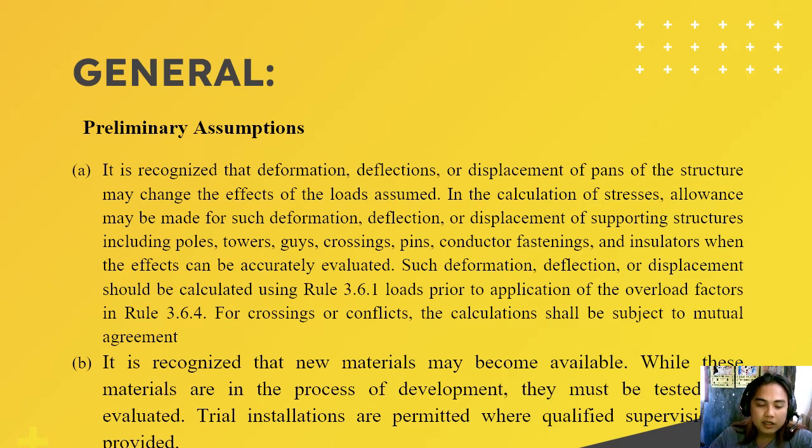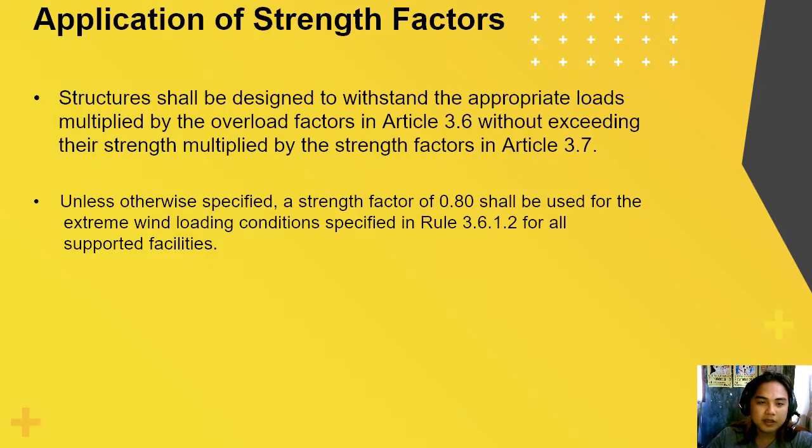Trial installations are permitted where qualified supervision is provided. So we can replace this if we have the authority or the supervision of the person who will permit the installation, so we can provide the replacement. Another one is the application of strength factors. The structure shall be designed to withstand the appropriate loads multiplied by the overload factors in Article 3.6. You can see this in the next slide. Without exceeding their strength multiplied by the strength factors in Article 3.7, unless otherwise specified, a strength factor of 0.8 shall be used for the extreme wind loading. So 0.8 is the factor that will be used for the wind loading condition.